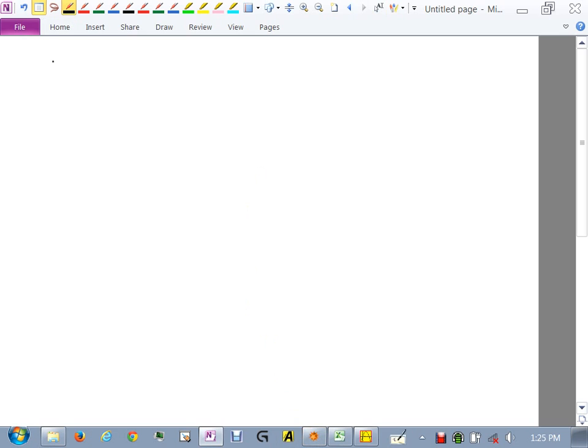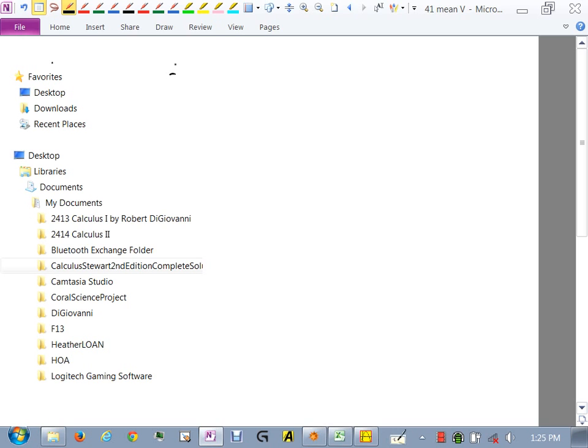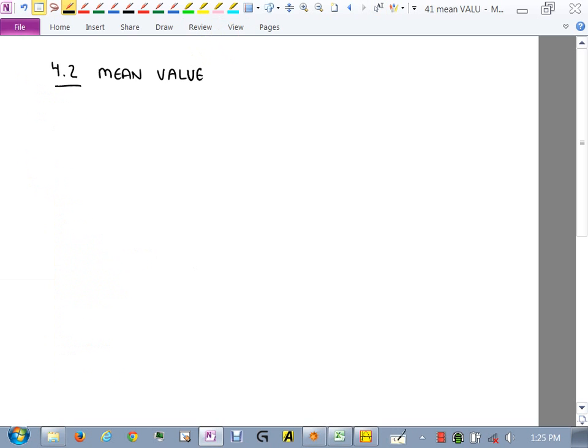So today we're going to start 4.2. What was 4.1 about? Closed interval method, right? So 4.1 was all about trying to find the highest and lowest points on a graph, highest and lowest points on a closed interval. This section has very little to do with that. So we're stepping away from that concept for just a minute.